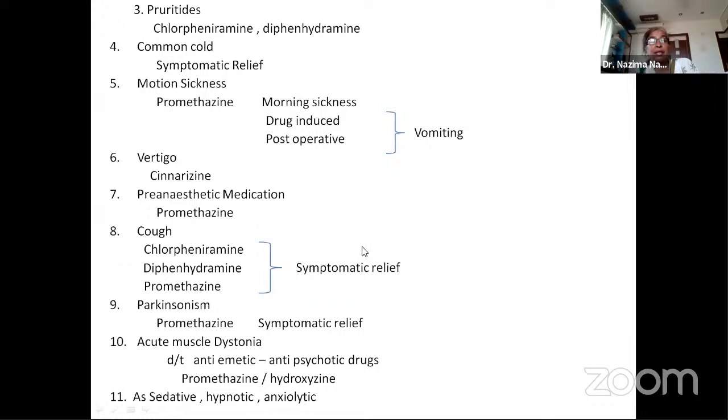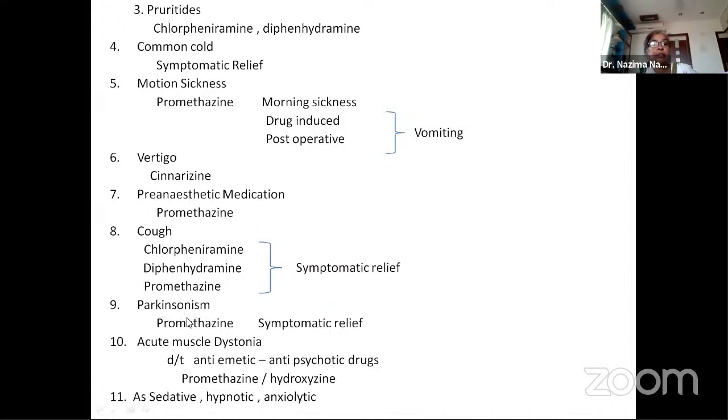It gives symptomatic relief. It is included as one of the ingredients in the various cough preparations which are available in the market, either chlorpheniramine or diphenhydramine or promethazine. So any of these ingredients may be included in the various cough preparations which are available in the market.